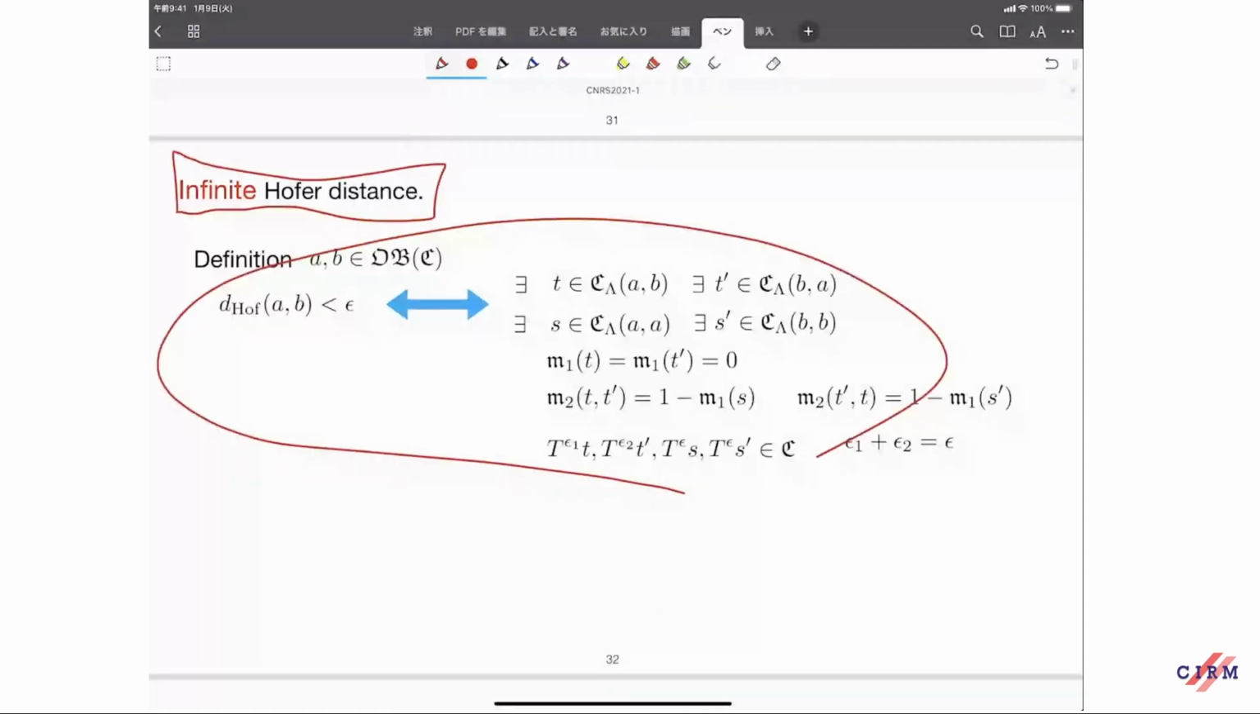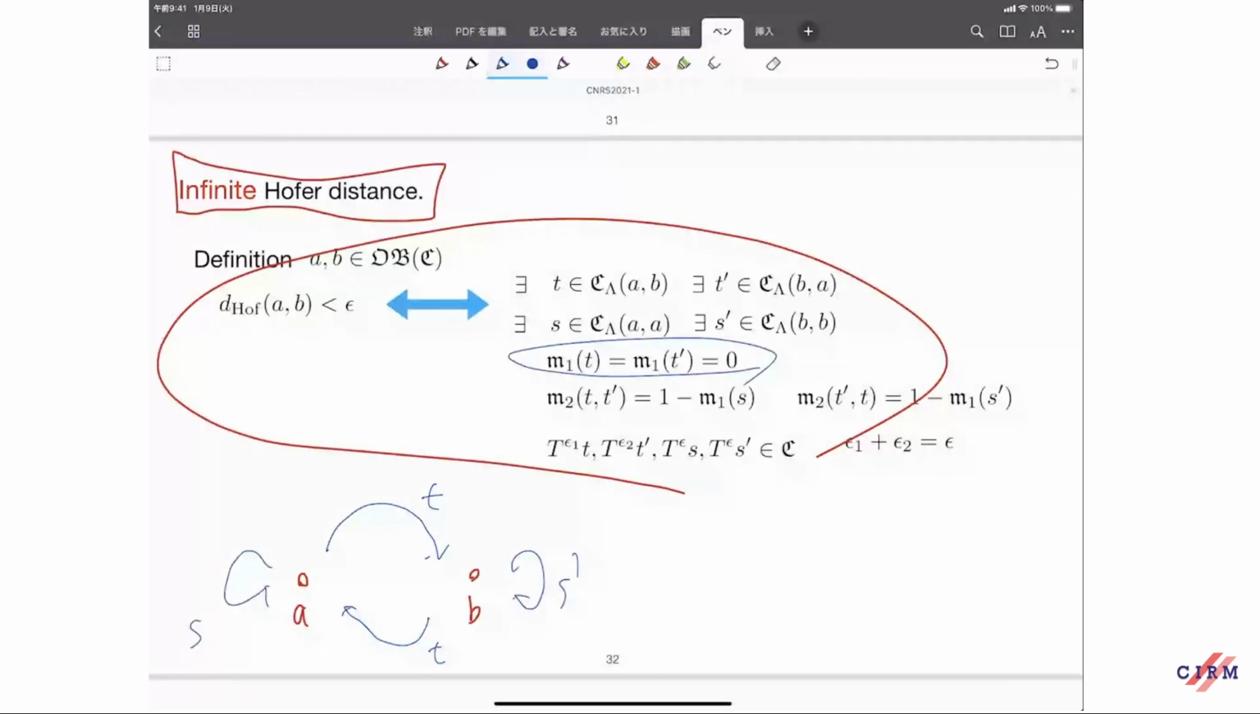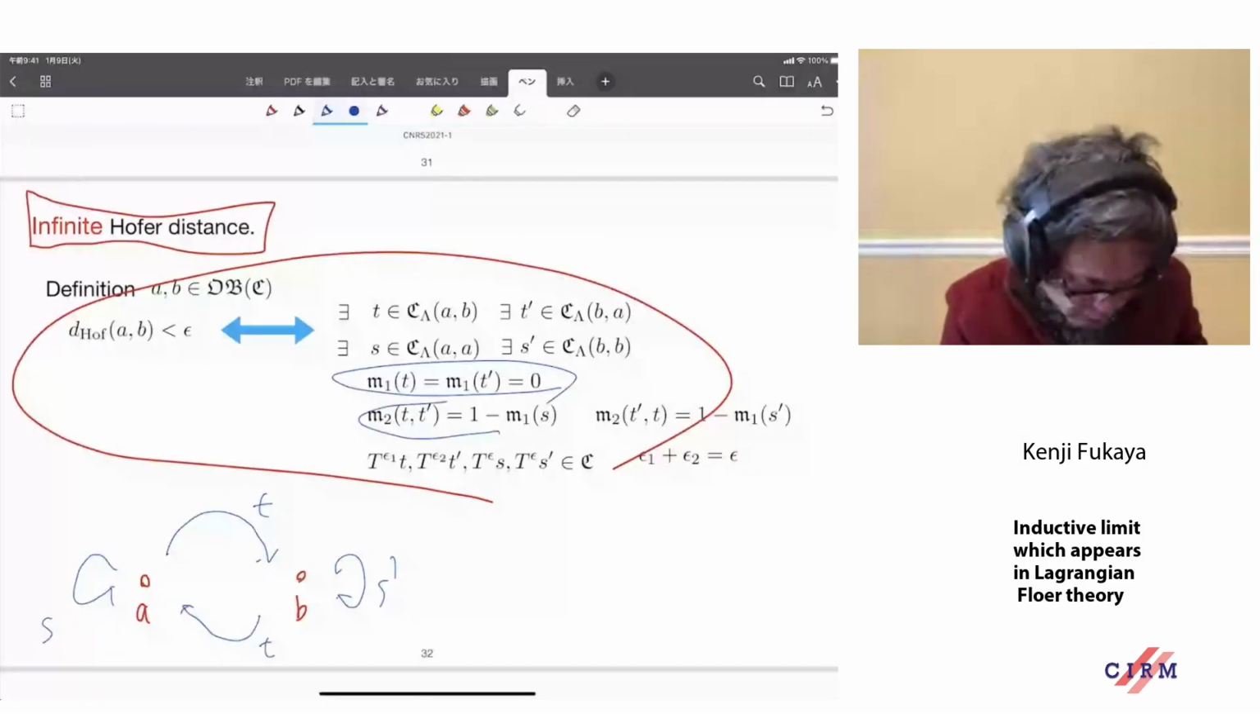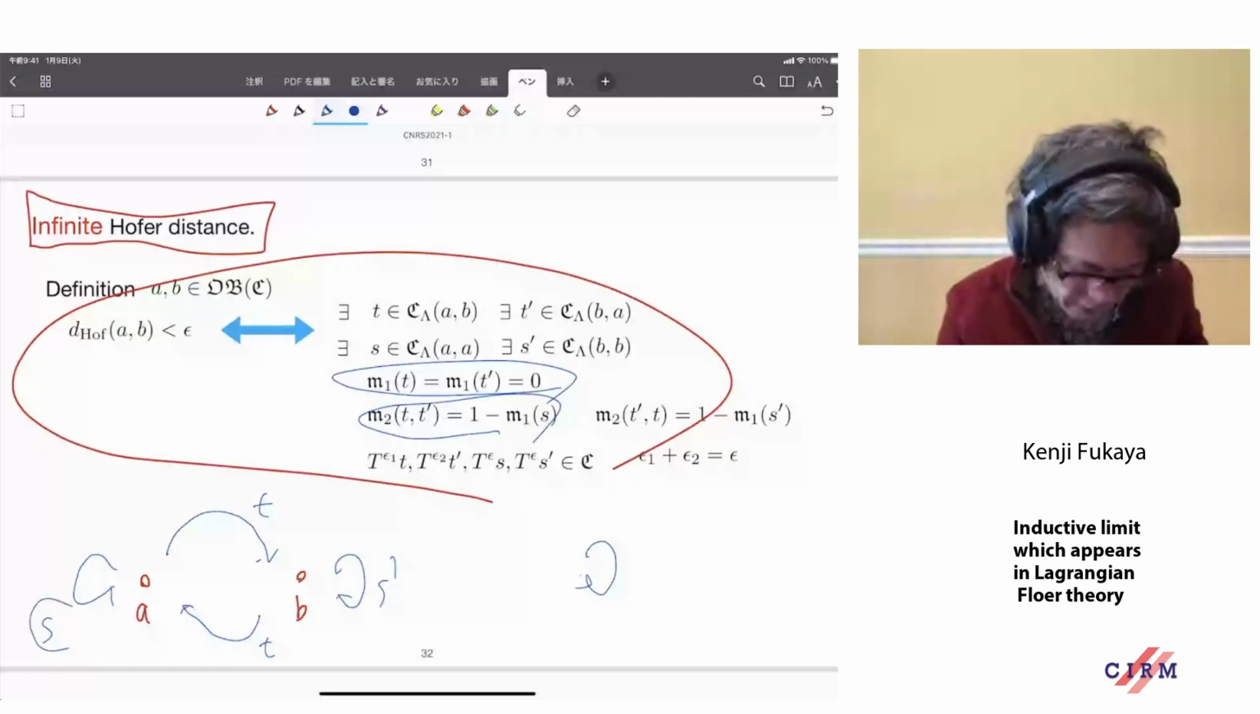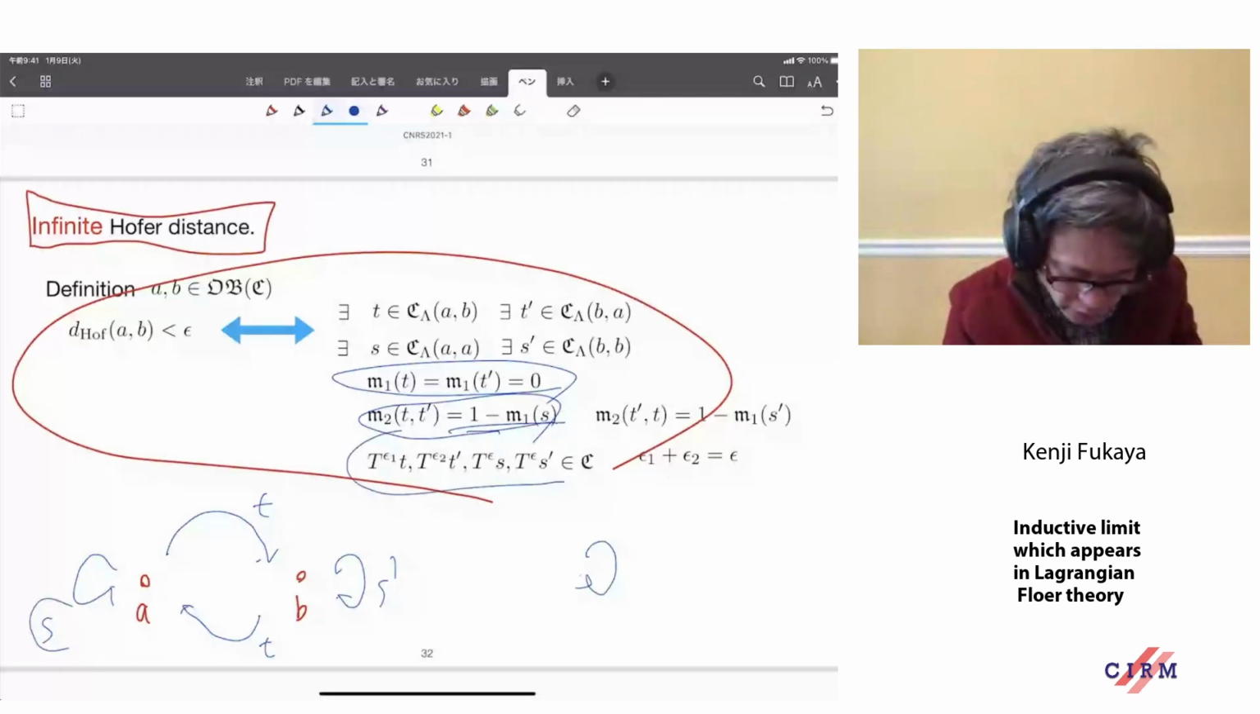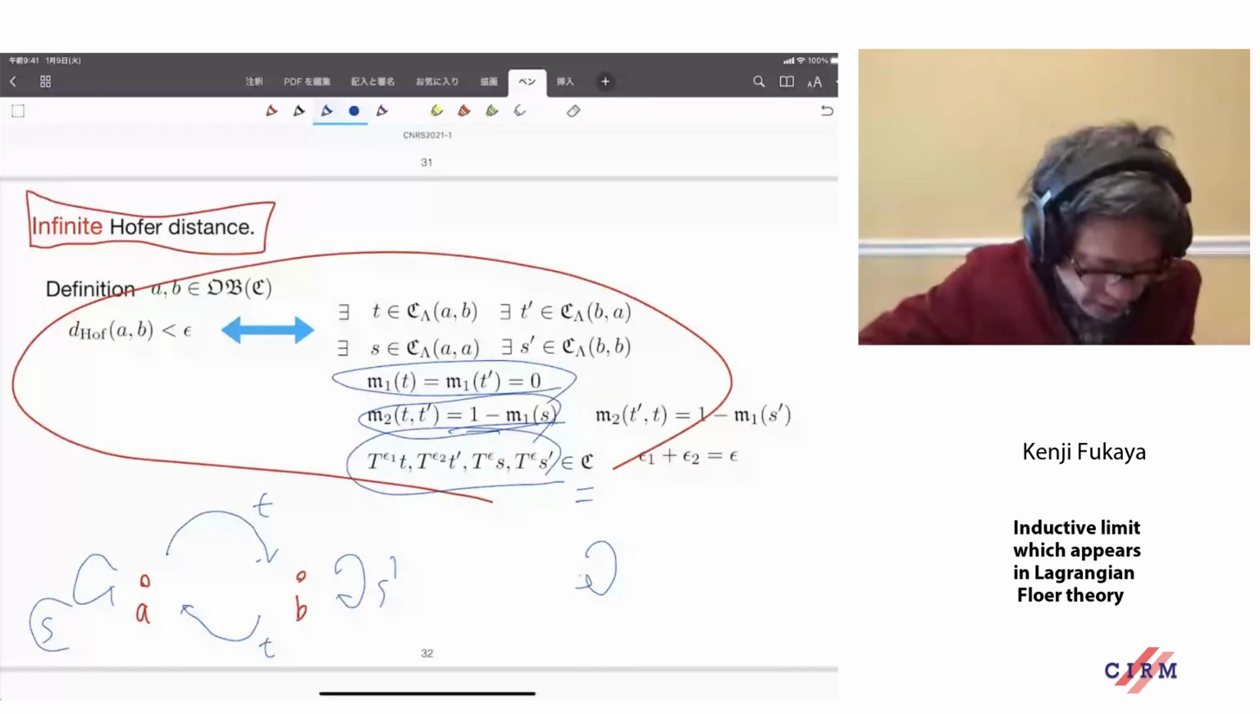It means that you have two objects, A and B. Then the Hofer distance being small means that you have this T and this T prime, and S and S prime. And this is the equation, right? You have this T and T prime cycle, and this difference, if you compose it, is homotopic to the identity. And this is almost contained in this lambda 0. So that's the Hofer distance.